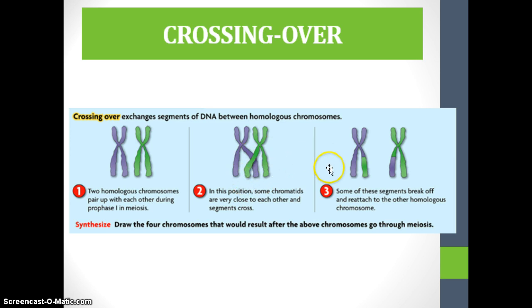At this point, going on to the third step, the segments break off of the chromatids and they reattach to the other homologous chromosome. And so as you can see in the third and final picture, the chromosomes actually include two different colors indicating that the DNA has been exchanged between the homologous chromosomes.